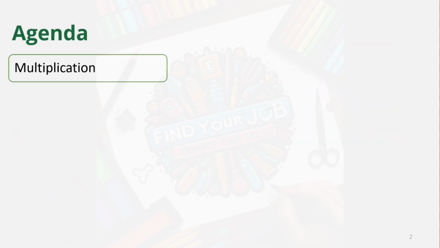Now there are three ways we will be learning the use of multiplication. First is how to just use one symbol and multiply two numbers. The second is how to use the product function and multiply a whole cell range. And the third is using a constant number and multiplying a column of numbers. These three things are very important for us to learn. So let's begin our session for today.